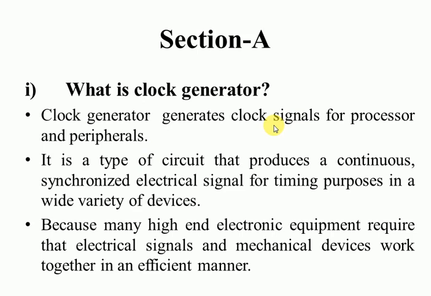What is the purpose of this clock generator? It generates the clock signal and helps the devices communicate properly, meaning only the clock generator tells whether our bit is being sent and transmitted or not. A clock is a type of circuit which produces a continuous synchronous electrical signal for timing purposes.